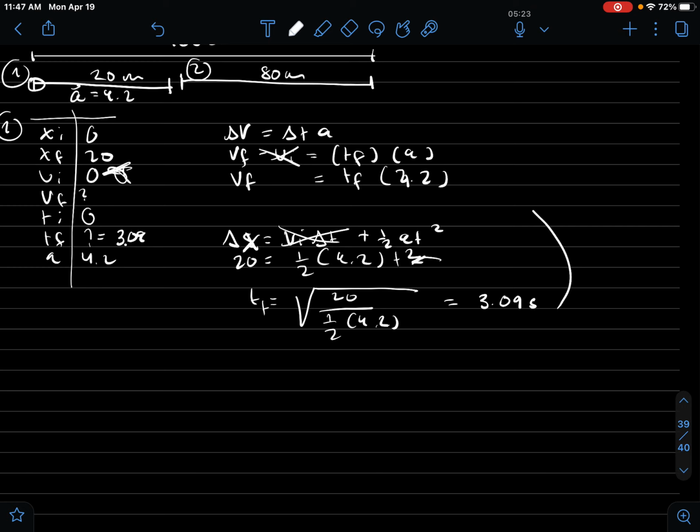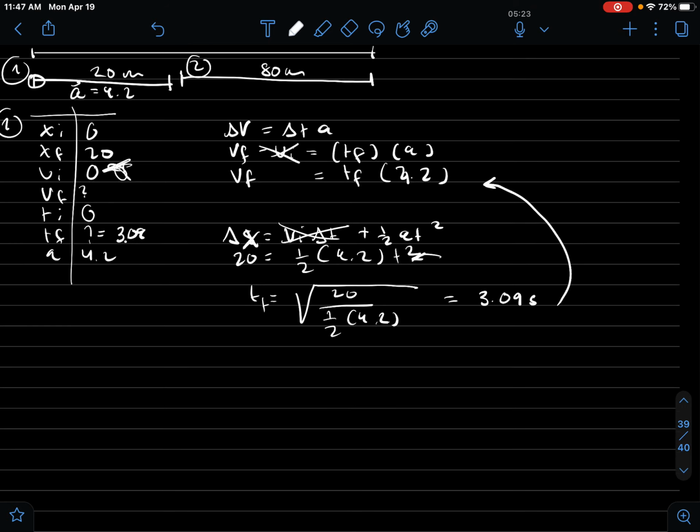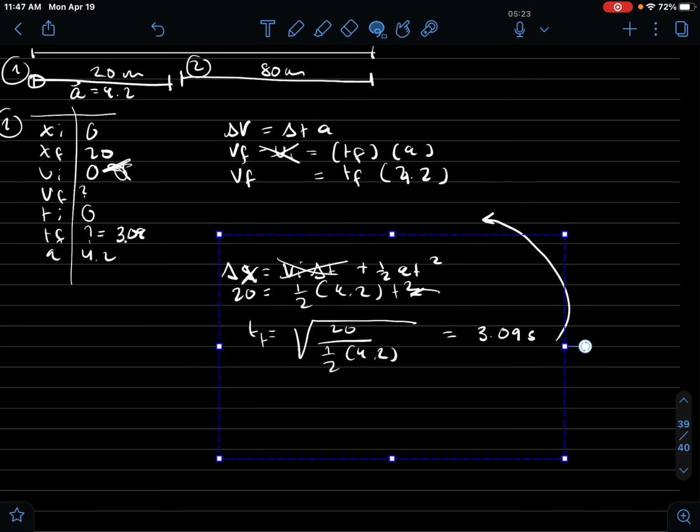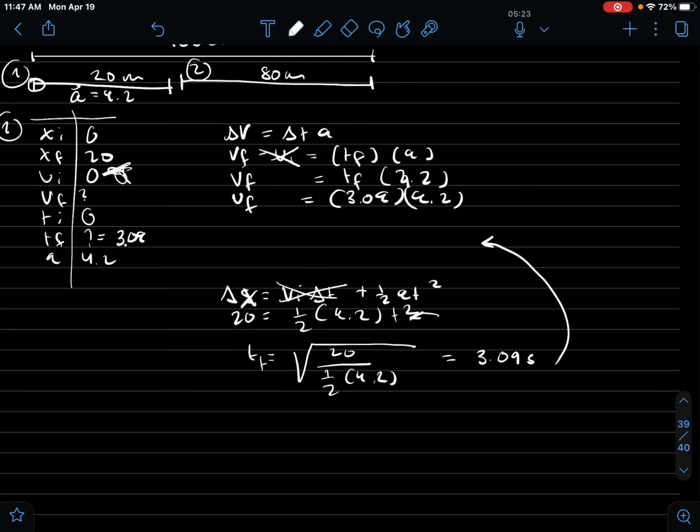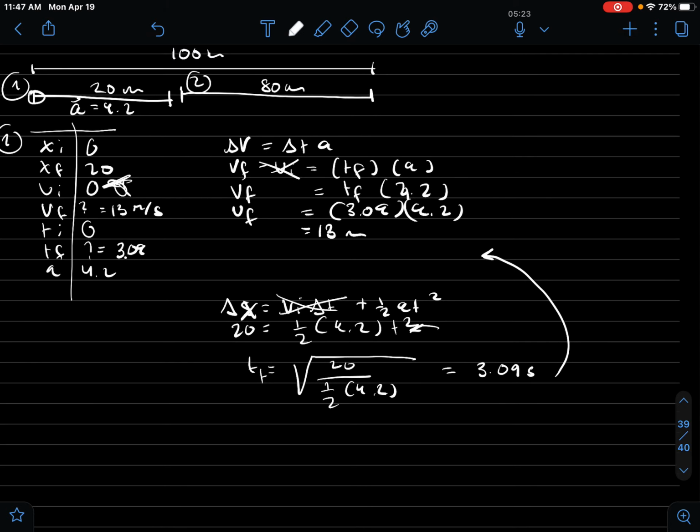Now you have the time. You can plug the final time back into here to find your final velocity. So Vf is equal to 3.09 times 4.2. That'll give you 13 meters per second. So at this point right here, the velocity of the runner is 13 meters per second.